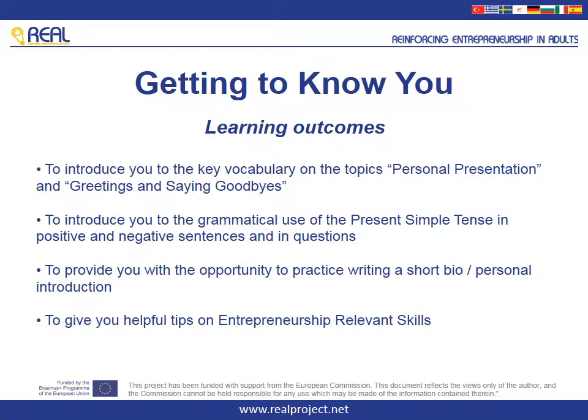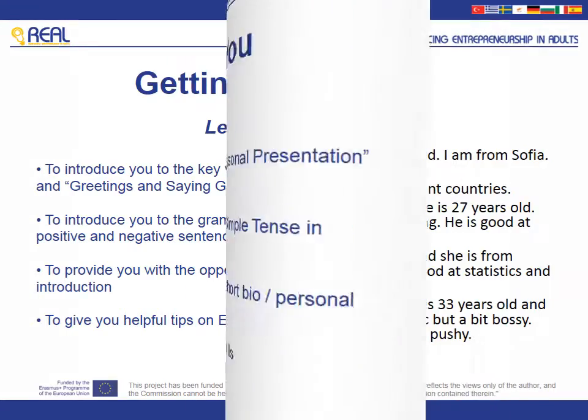In this lesson, we will focus on the key vocabulary about personal presentation, greetings, and saying goodbye. You'll read other people's presentations and will write your own. You will also learn when to use the present simple tense and how to do it, in positive and negative sentences and in questions. In the end, you will receive some helpful tips on entrepreneurship relevant skills. We hope this will be a good start for your future entrepreneurship initiatives.